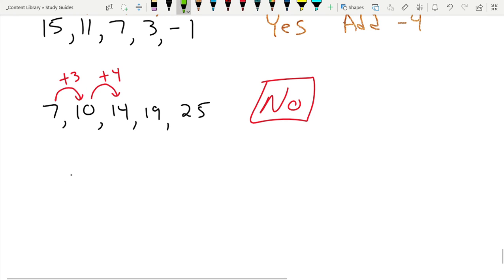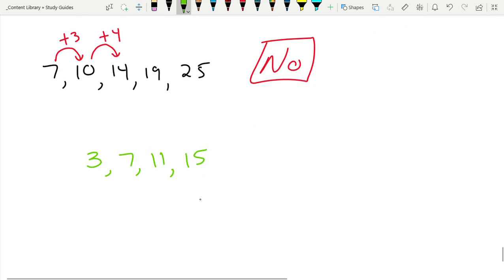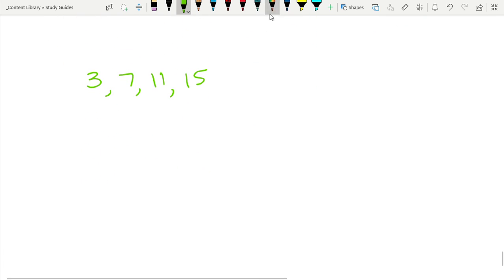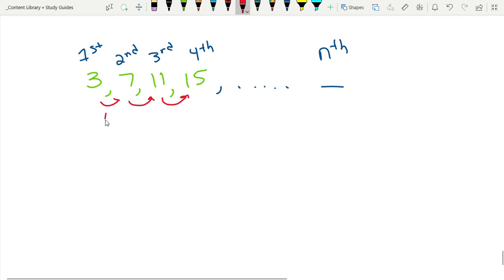Alright, now we're going to write the rule for an arithmetic sequence. So we have 3, 7, 11, 15. So the way we write this rule is we're trying to figure out how to find any number in the sequence. So remember, this is the first number, this is the second number, this is the third, and this is the fourth. So we want to find what is the nth number in this sequence, whatever that might be, whether someone says the 80th or the 8 millionth number. So we look for a rule. We try to figure out, well, what's happening? Well, to get from one number to the next, we're adding 4.